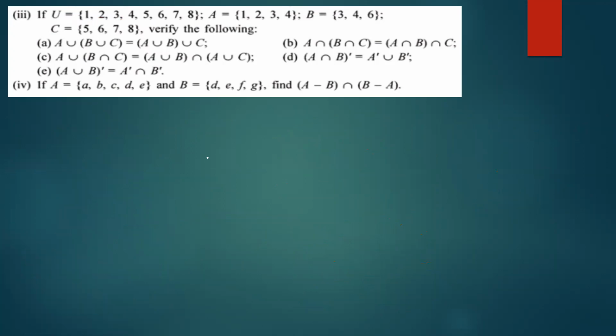Let's quickly do this one, which is part 4. For part 4, we have A equal to {A, B, C, D, E}, then B is {D, E, F, G}. Then they're asking us to find (A minus B) intersection (B minus A). Usually this is an empty set, but let us verify and see if it's going to be an empty set.